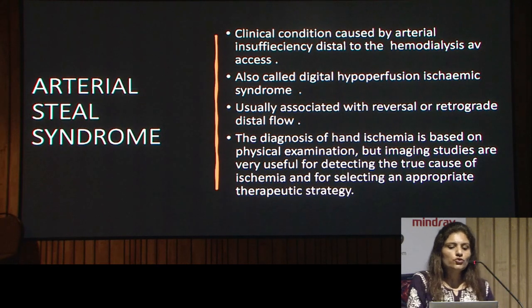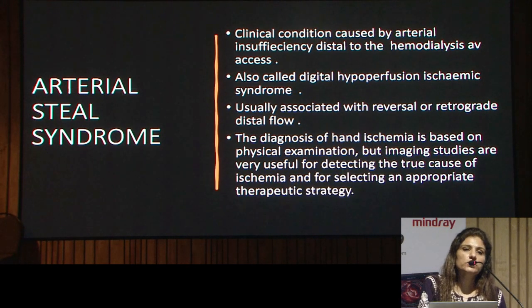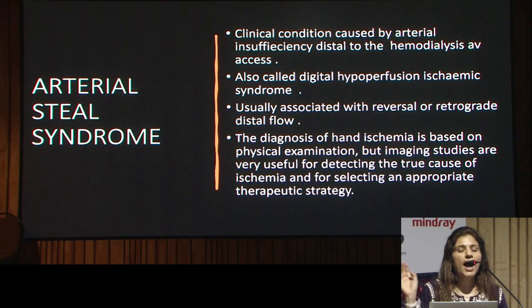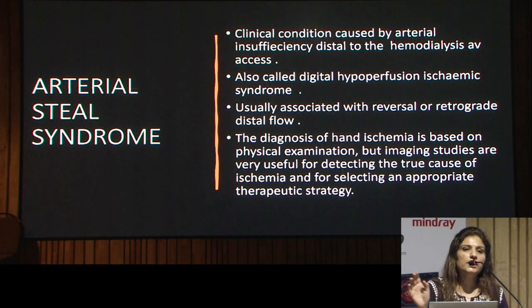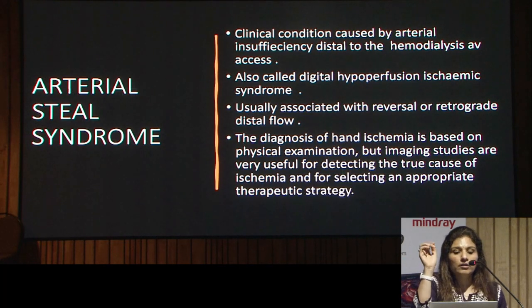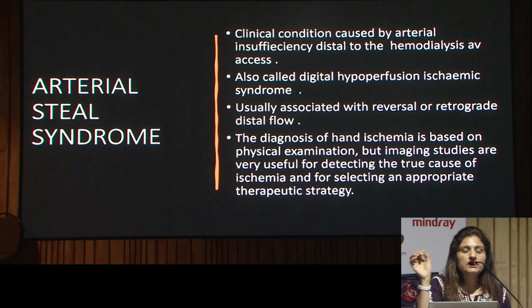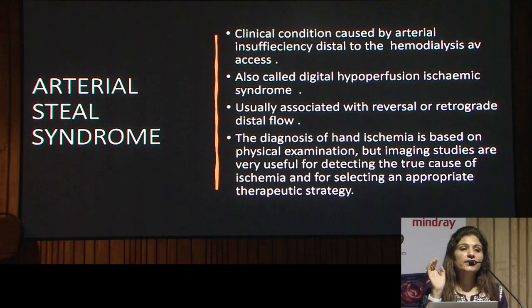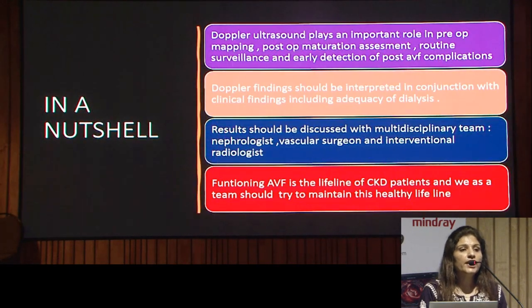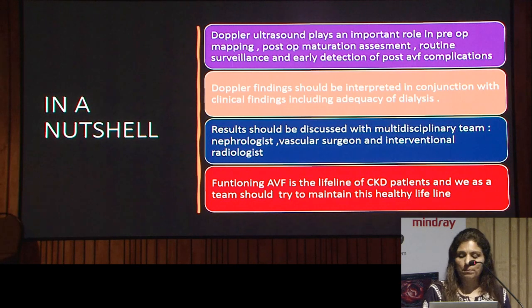Arterial steal syndrome, yes, this is why we said we need to check for the Allen's test, because if the radial artery is going to completely supply the fistula, and if the ulnar artery doesn't take up, then the patient is going to have peripheral signs of less blood supply, and that is where we need to again do a Doppler to see whether the ulnar is able to supply the palm or not.